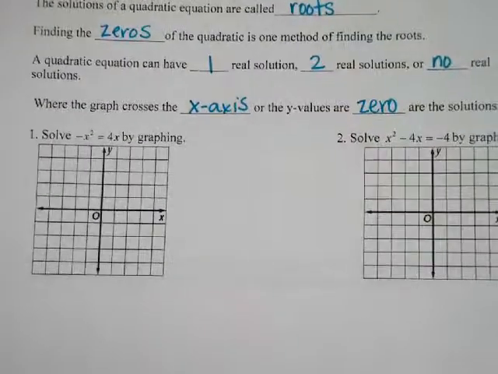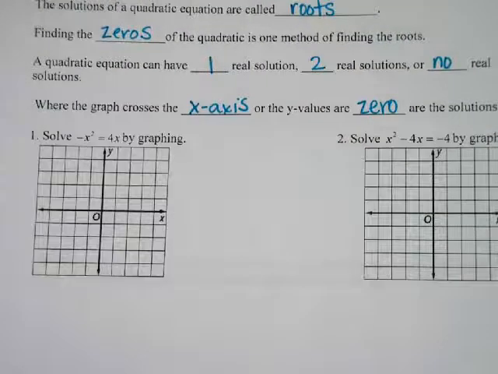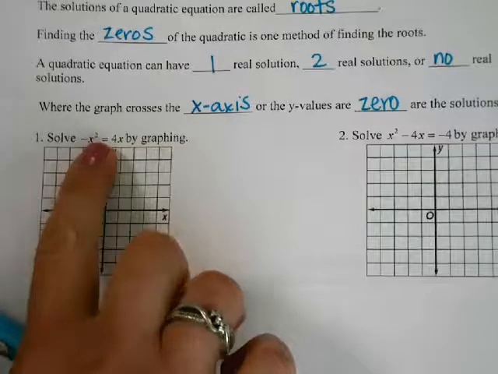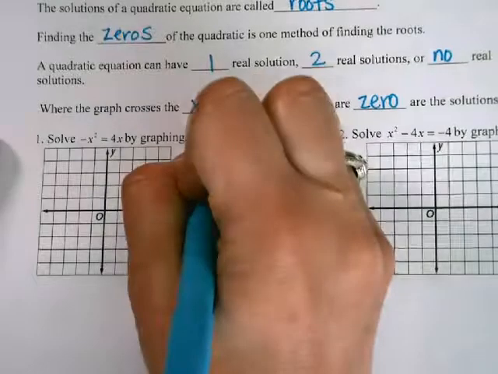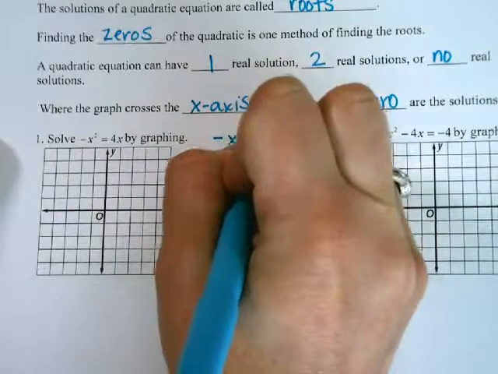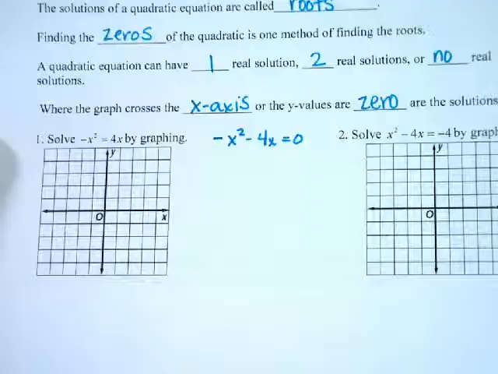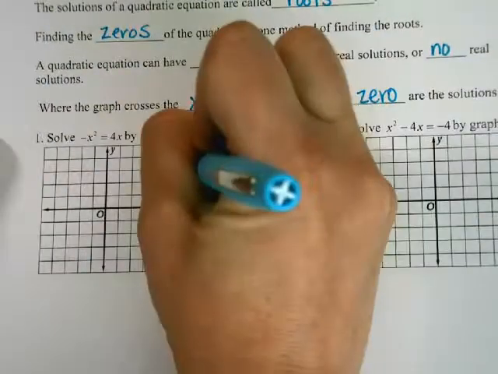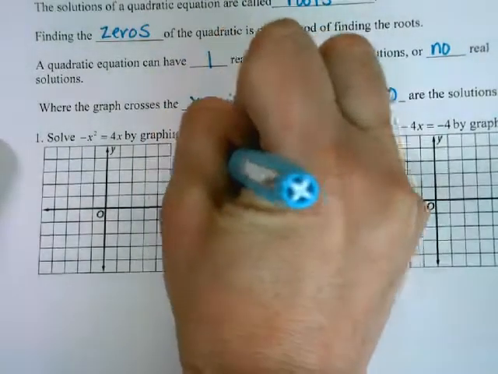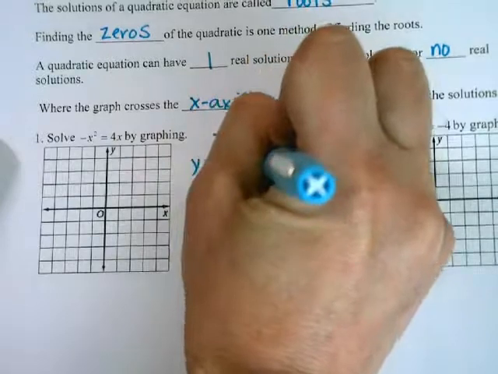Okay, so number 1 there says solve negative x squared equals 4x, solve it by graphing. Alright, first of all, if we're going to put this into our calculator, because we have it, we might as well use it, we need everything on one side of the equal sign. So I'm just going to subtract the 4x. So I have negative x squared minus 4x equals 0. So in my calculator, I'm now going to put negative x squared minus 4x into my calculator.